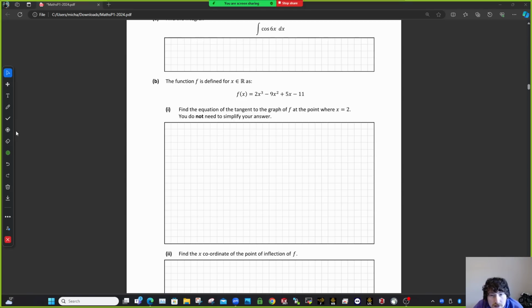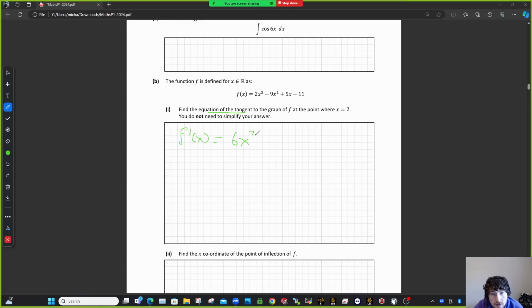So f of x here. Now this one here, do not simplify it, which is a bit funny. That's because they expected students to spend a bit more time on part 3 here. You want the equation of the tangent, so that's a hint to go looking for the slope, because f dash x is the slope of the tangent. So you get yourself your f dash x there.